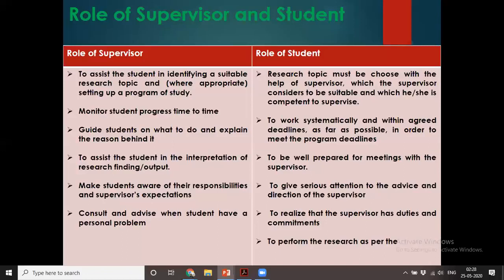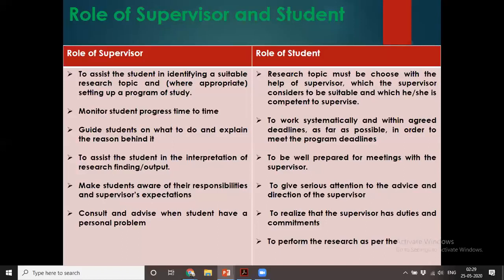The next is to assist the student in the interpretation of research findings and output. Suppose the research scholar is doing some research work and getting a result. Now, getting the result is not sufficient. He has to interpret the result, and the supervisor must help the research scholar if he faces any problem while getting, interpreting or analyzing the result.